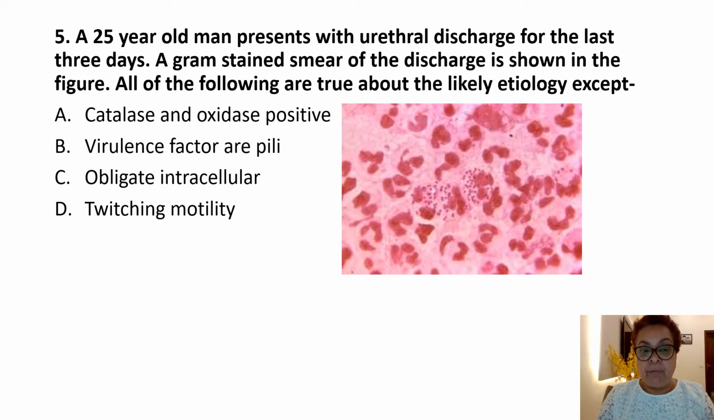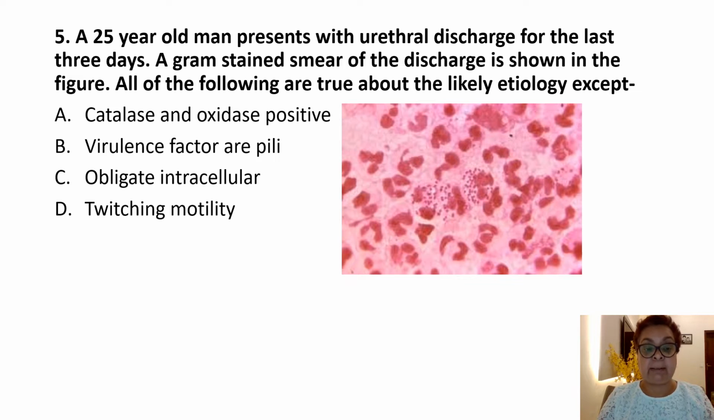A 25-year-old man presents with urethral discharge for the last 3 days. On gram staining of the discharge, we are seeing the following figure. Now look at this figure. This is showing some diplococci which are gram negative. So these are seen in the urethral discharge. So what is it telling us? That the patient most likely has gonorrhea. So all of the following are true about the likely etiology except. So we are being asked about Neisseria gonorrhoeae.